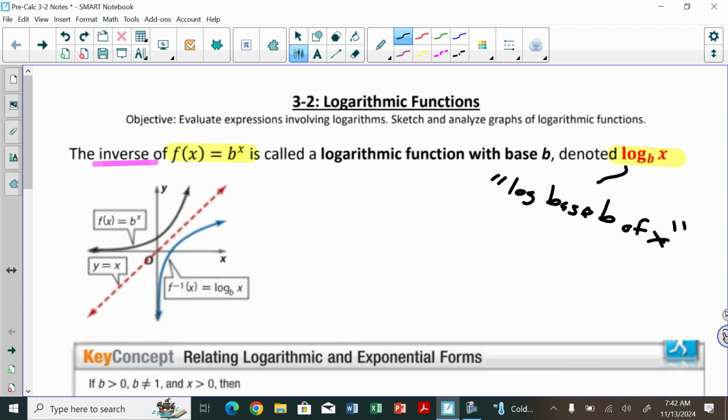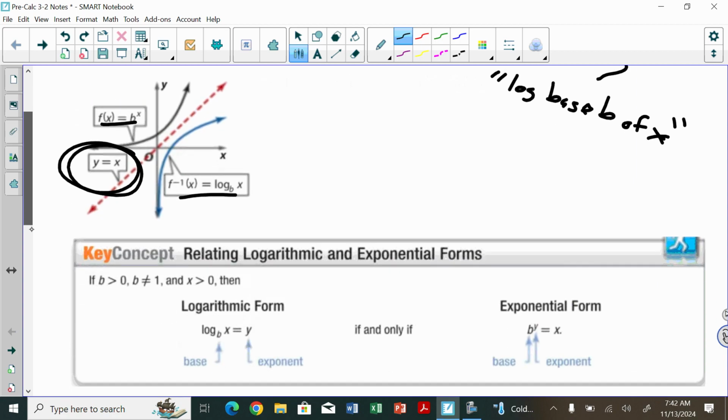Continuing on, just a couple things to point out. If we look at the graph, like we said, they're inverses of each other. Here is the exponential function, and here is the inverse function, which is a log. Logarithmic functions are the inverses of exponential functions, and they reflect over the line y equals x. You can see that dotted line. That's the reflection. So when you graph these, it should look like a reflection over the line y equals x.